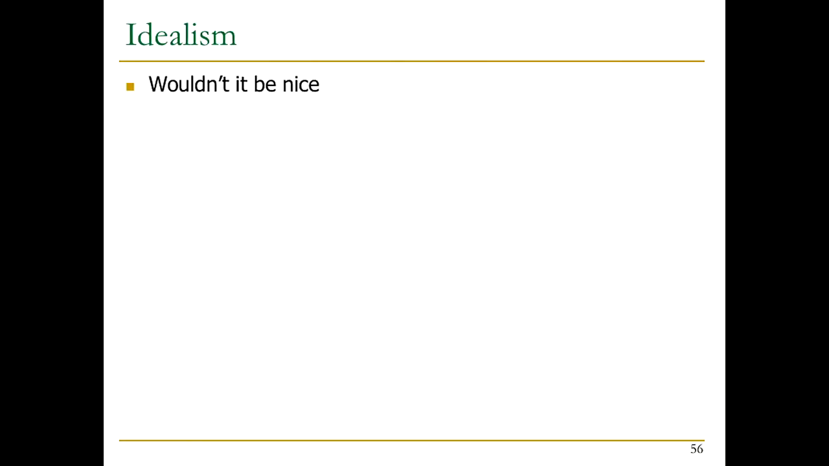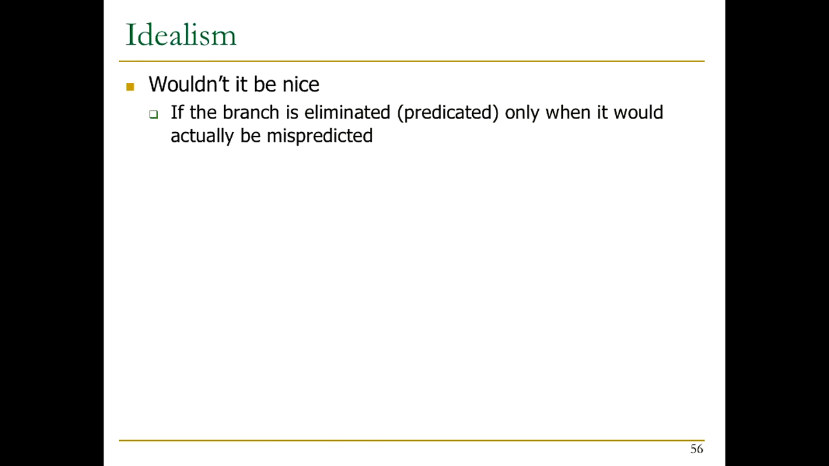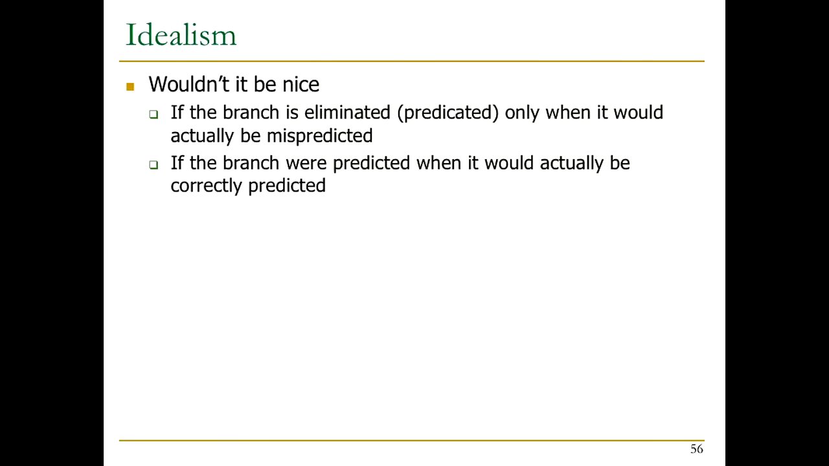Okay, so let's talk about idealism a little bit. We've seen the downsides of this, but wouldn't it be nice, actually, if the branch is eliminated only when it would actually be mispredicted? That would be nice, I think. And that was one of our goals when we looked at predication. So if the branch were predicted when it would actually be correctly predicted. So you actually want the best of both worlds, right? And idealism always starts from wanting the best of both worlds.